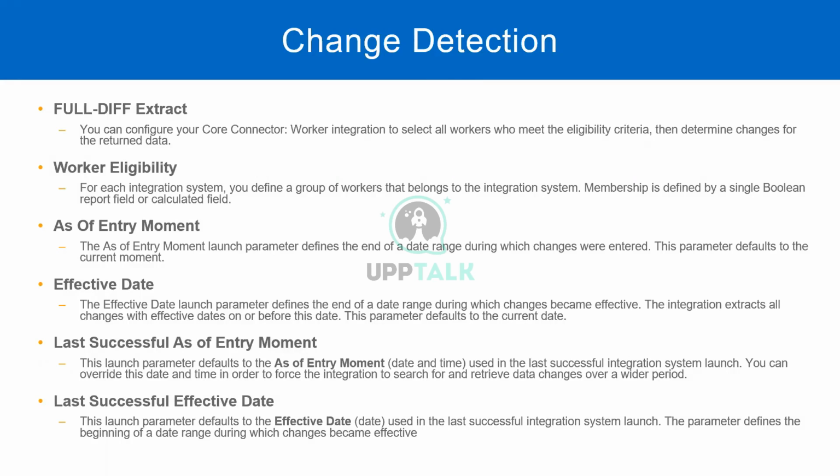So we have to define that. We have to define that eligibility criteria, and the eligibility criteria is nothing but a true-false field. It's just a true-false field, and in that true-false field you can configure all the options, like you can create a calculated field. You can use an existing one, right? To define the worker eligibility. So for all workers, it will be either true or false. Either you are eligible for this integration, or you are not eligible for this integration. Right.